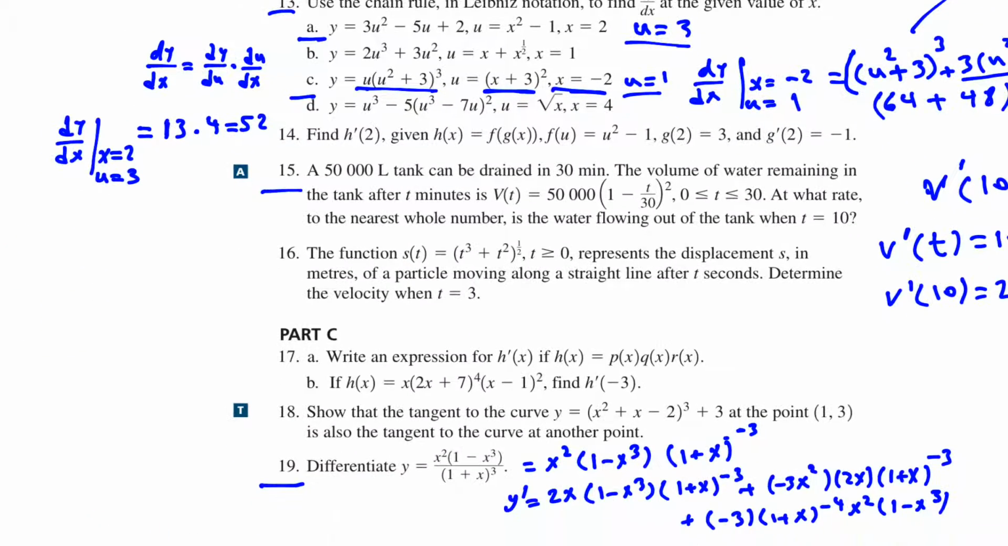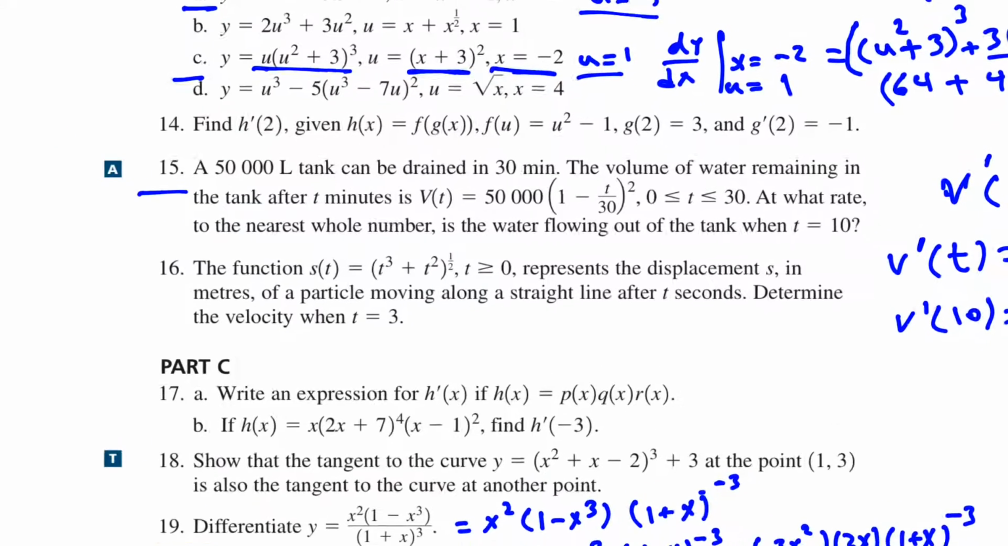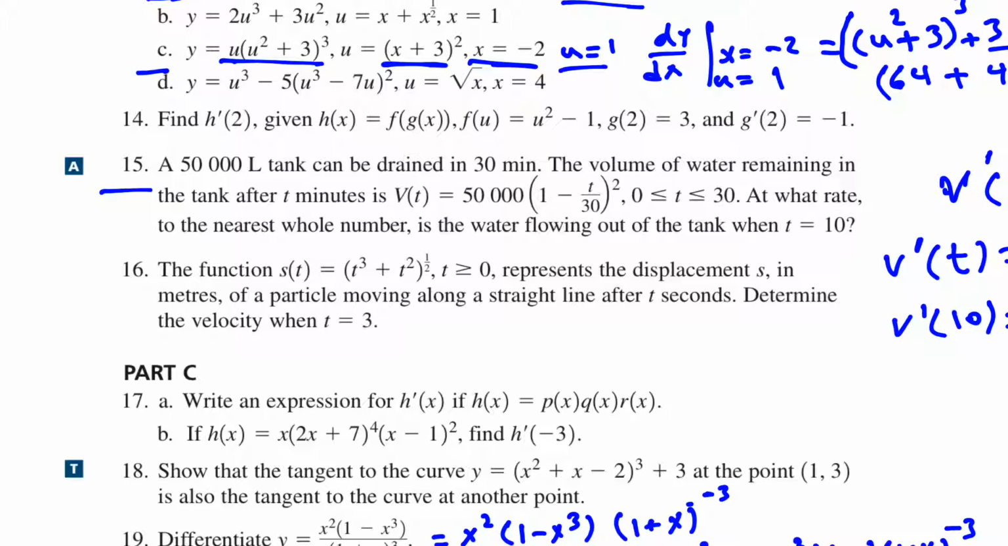Next question is question number 15. We had a similar question in session 2.8. A 50,000 liter tank can be drained in 30 minutes. The volume of water remaining in the tank after t minutes is V(t) equals 50,000 times (1 minus t over 30) to the power of 2, t greater or equal than 0, smaller or equal than 30. At what rate, to the nearest whole number, is the water flowing out when t is 10?